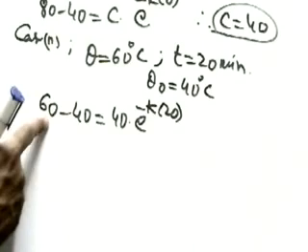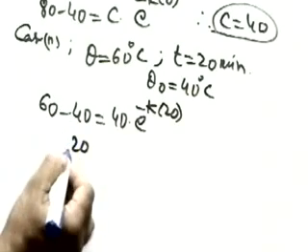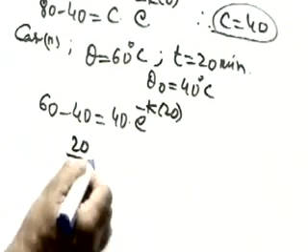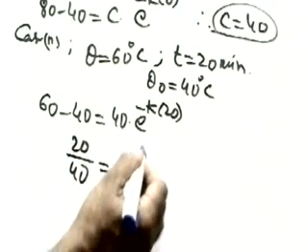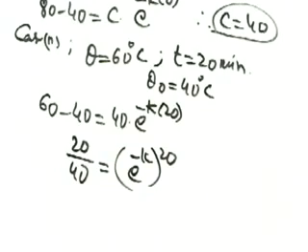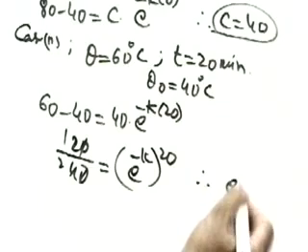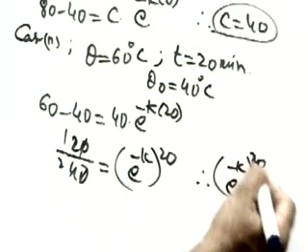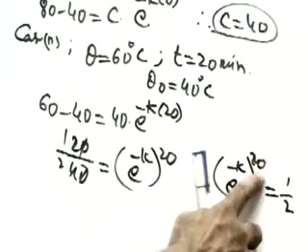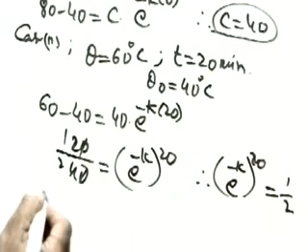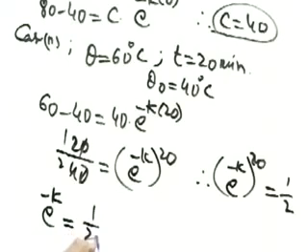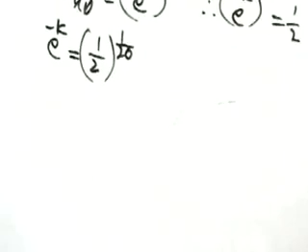Let us find e power minus K from this. 60 minus 40 is 20. Bring this 40 here, by 40. We can write it like this: e power minus K whole power 20 is 1 by 2. So e power minus K whole power 20 equals 1 by 2. If you bring 20 to the other side, it will be 1 by 20. So we get the value of e power minus K equals 1 by 2 power 1 by 20. So we got the value of C, and we got the value of e power minus K.